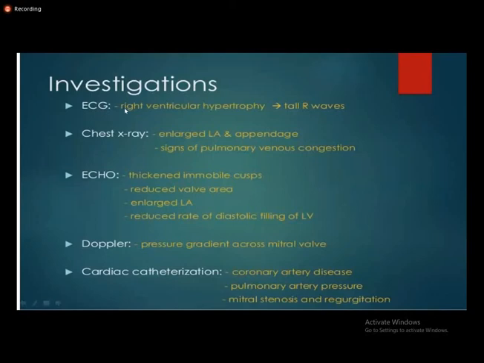Then on the ECG, you can find signs of right ventricular hypertrophy and also atrial fibrillation. In chest X-ray in mitral stenosis, there will be an enlarged LA appendage and signs of pulmonary venous congestion. Echo is a very important investigation. Whenever you want to confirm the diagnosis of mitral stenosis, you have to do a transthoracic echo. This is the most important modality to see that the mitral valves are thickened and immobile, there is reduced valve area, and LA is enlarged. Doppler is also very important when you go to your final year.